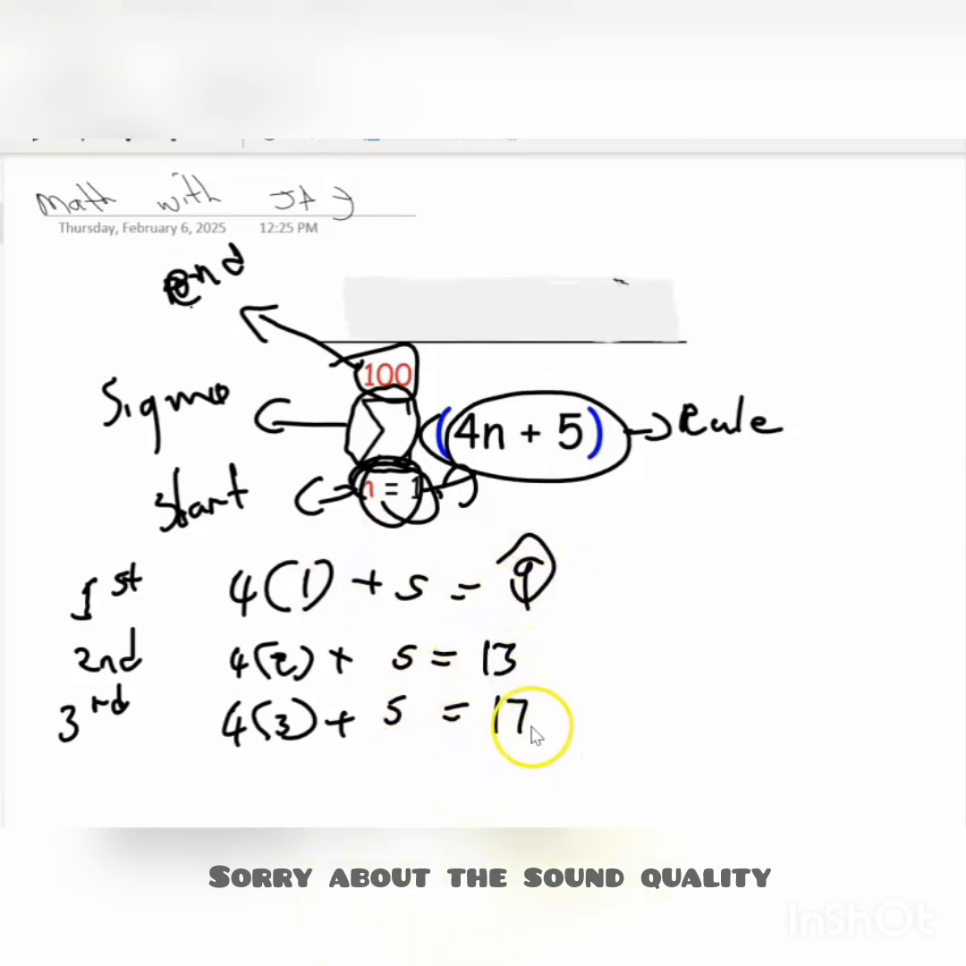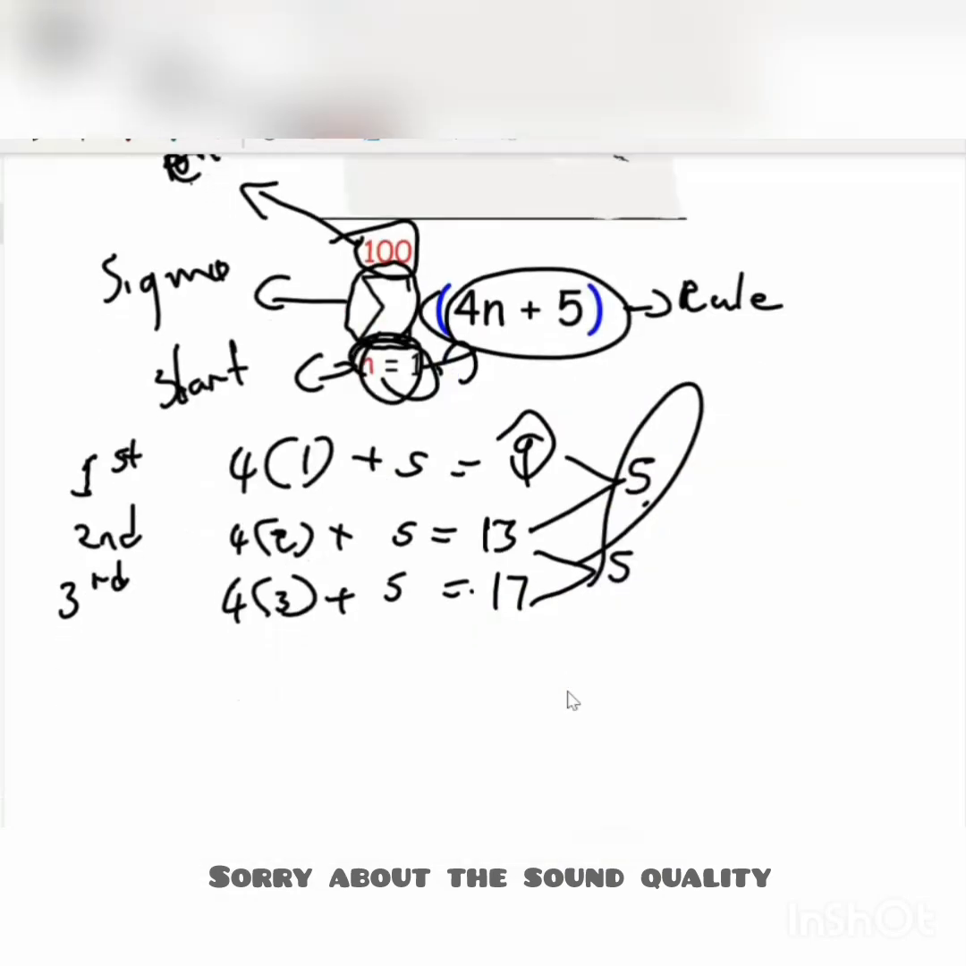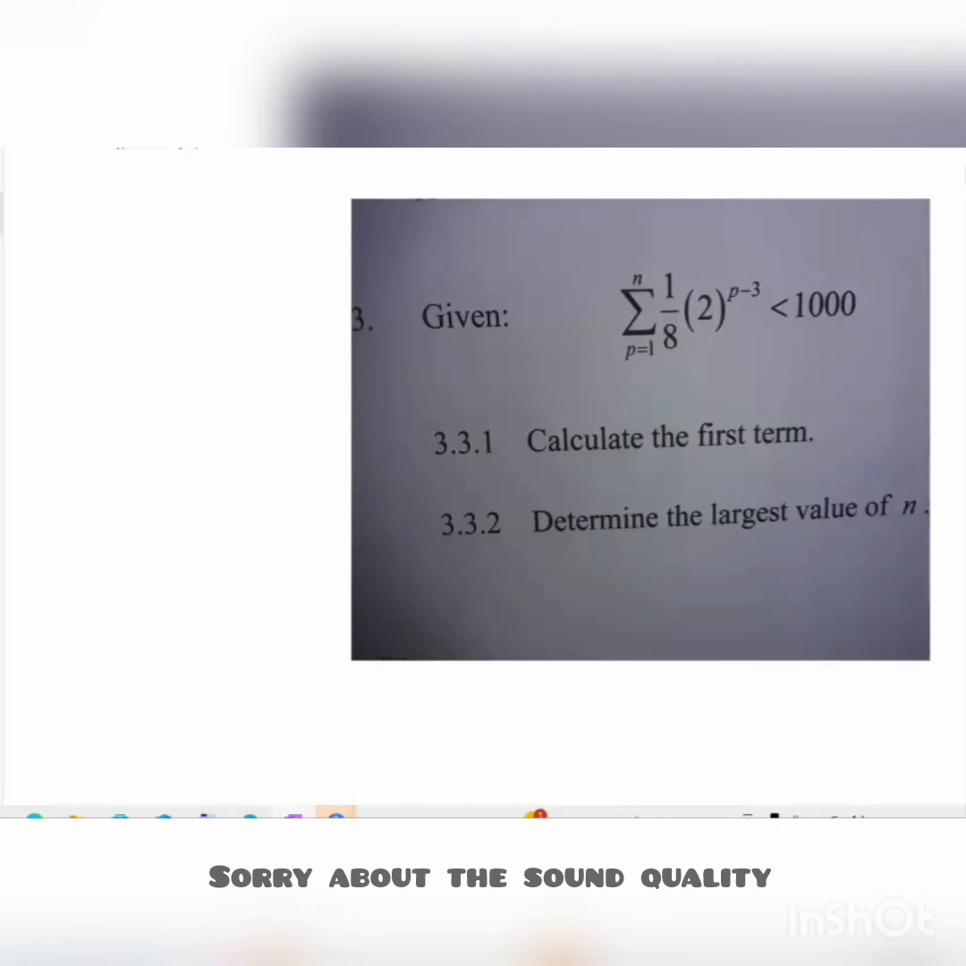Now we have to determine what kind of sequence it is. We get the difference: T2 minus T1 is going to be 5, and T3 minus T2 is going to be 5. Therefore, you know what type of sequence it is. It's an arithmetic sequence. Now there's another example of a sigma notation question.